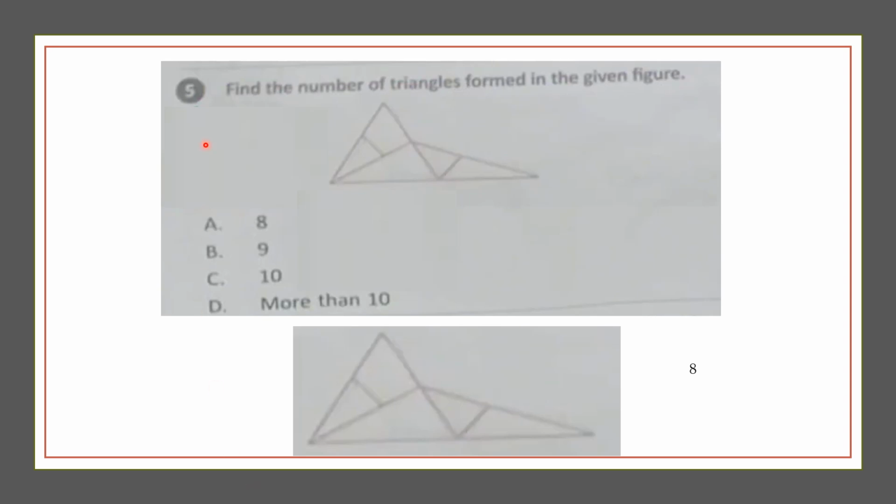Question number 5. Find the number of triangles formed in the given figure. Now let's count the triangles. So here is the first triangle, this one is the second triangle, this one is the third triangle, this one is the fourth triangle, this one is the fifth triangle, then this one will be the sixth triangle, this whole will be the seventh triangle, and this will be the eighth triangle. So there are 8 triangles in this given figure. So our answer is option A, 8.